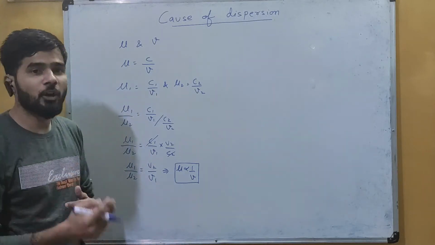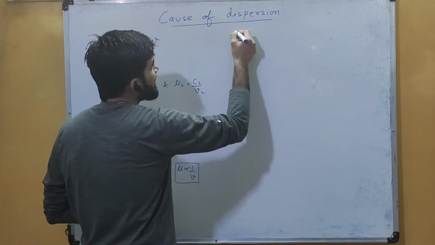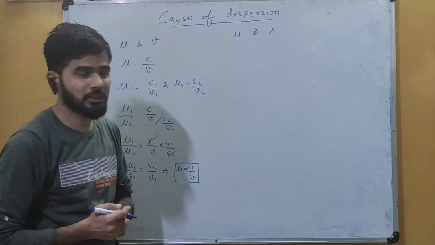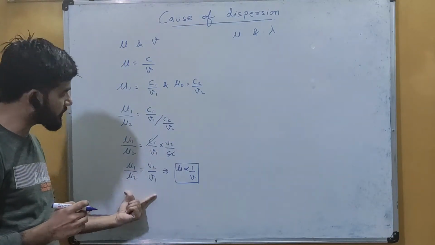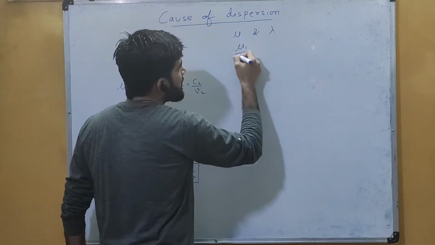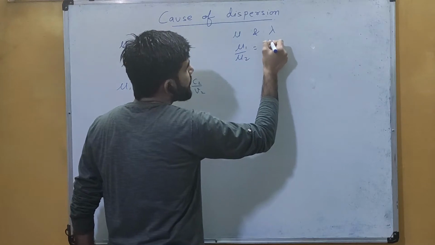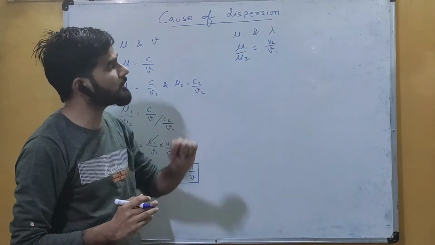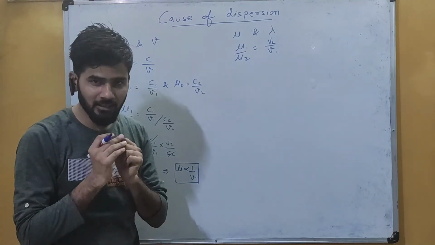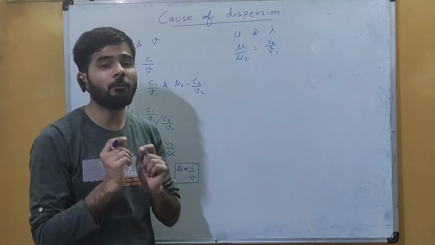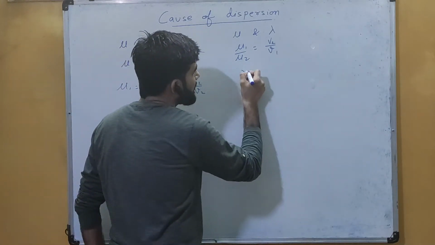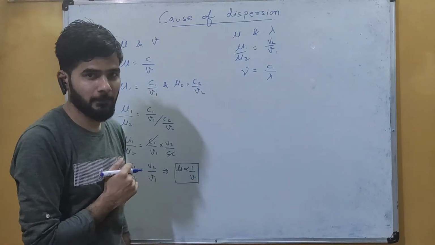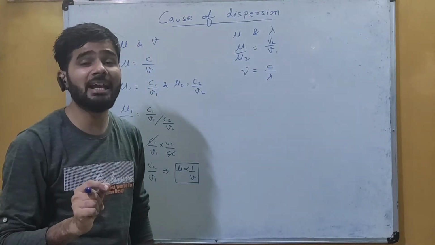Now we will also find a relation between the refractive index and the wavelength of the light. To find the relation between them, we will use this relation: mu1 by mu2 is equal to v2 by v1. Now we have a relation between the velocity of light in air and the wavelength of light, and that relation is nu is equal to c by lambda. It also relates frequency. Now this c is the speed of light in air.